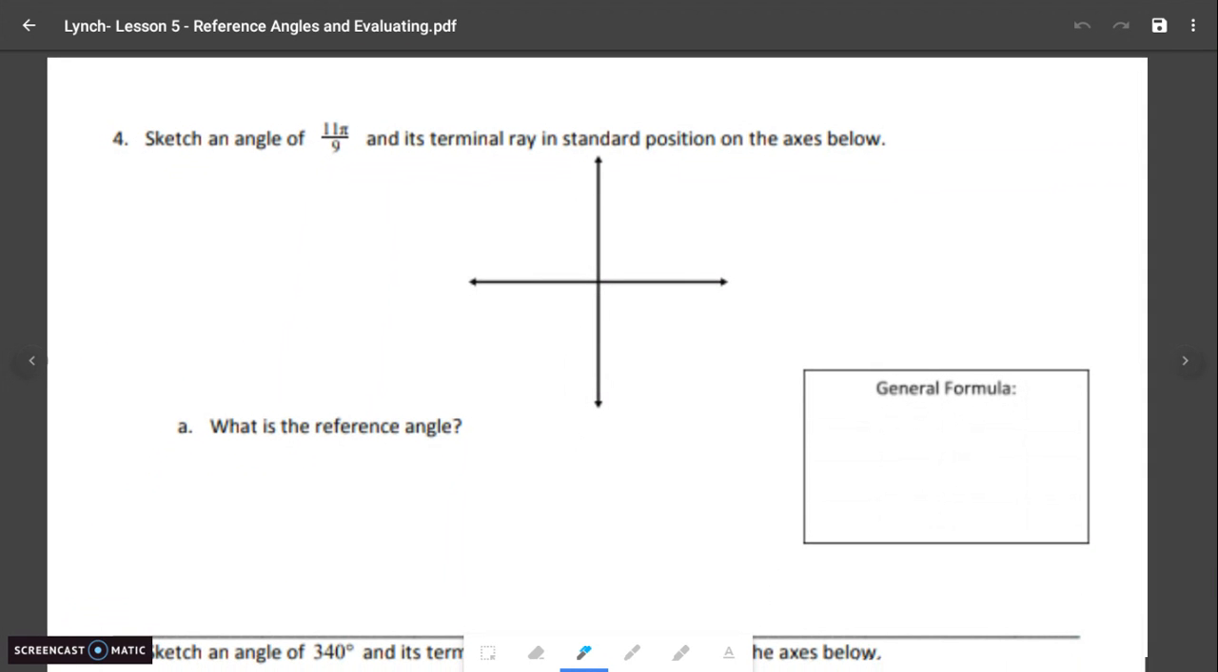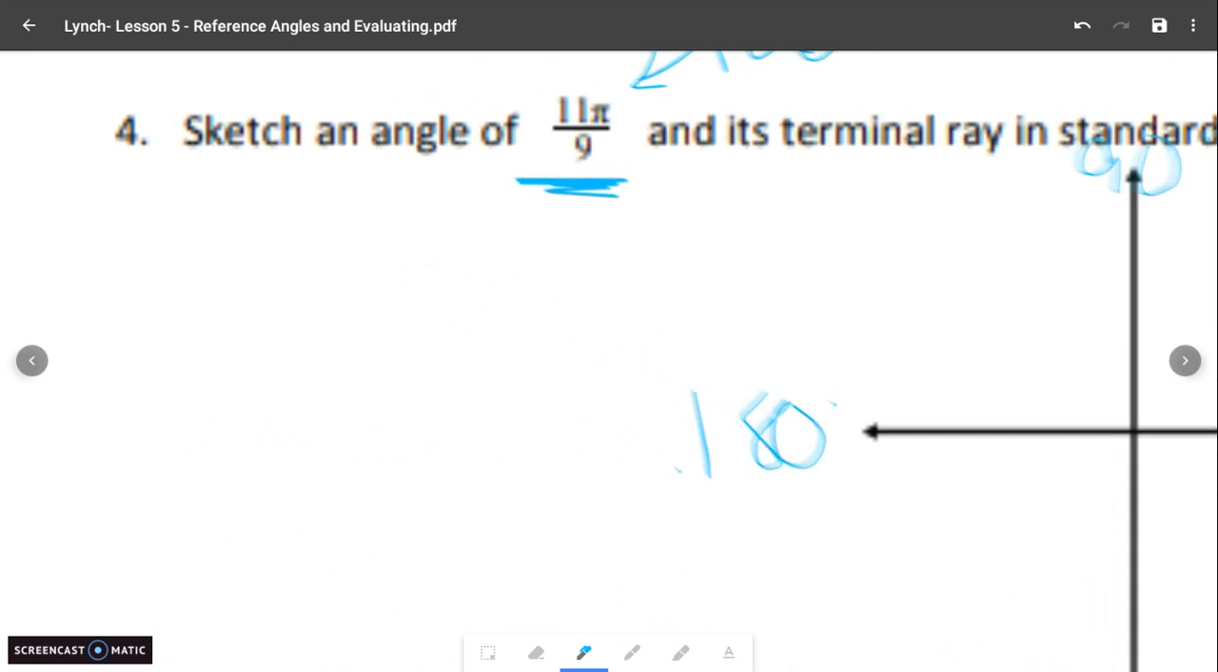Question 4. Sketch an angle of 11 pi over 9 and its terminal ray in standard position on the axes below. So now we have an angle of 11 pi over 9. Well, the angles I gave you for the sides, the 0, 90, 180, 270, 360, those are all in degrees. 11 pi over 9 is in radians. So first thing that would be helpful is if we take this and convert it into degrees.